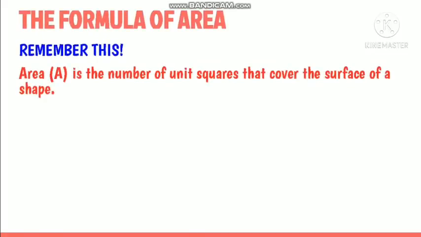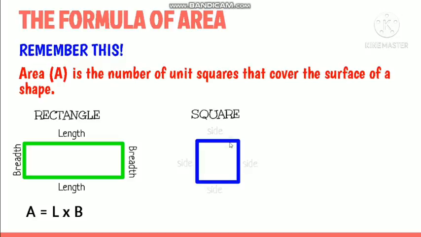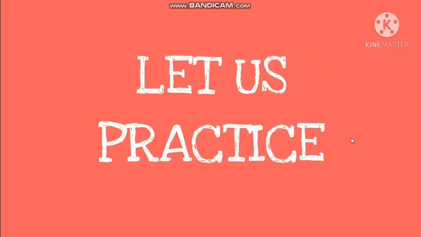And for the area, remember friends, area is the number of square units that cover the surface of a shape. The area for the rectangle is length times the breadth. And the area for the square is side times side, or side squared. And the area for the triangle with the height line is a half times base times the height. Alright, now let us do some practice.